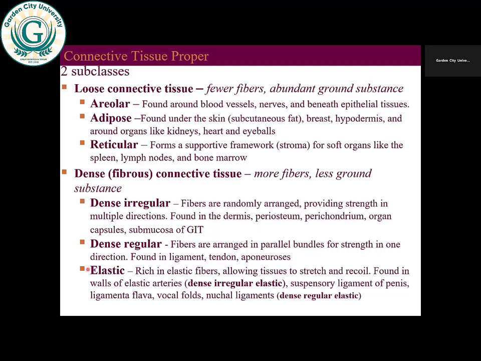Then we have elastic. Elastic means they will have a lot of elastic fibers. In the elastic connective tissues, we can have dense irregular elastic, which is why you find it in elastic cartilages and elastic arteries like the aorta. Then we have dense regular, dense regular elastic.